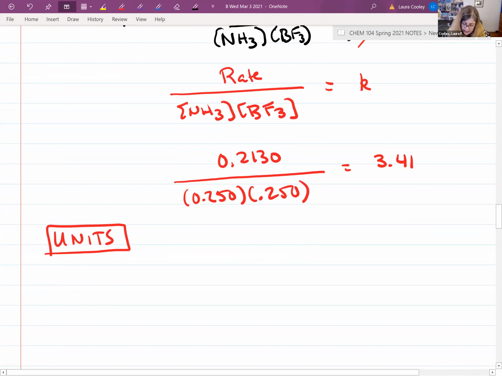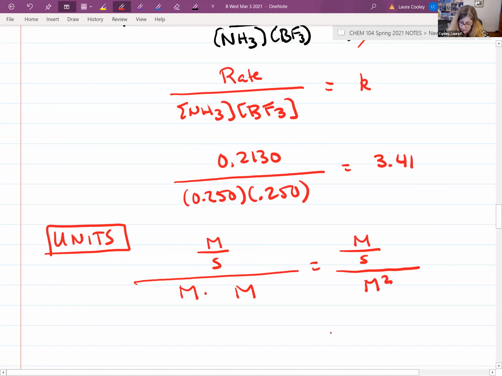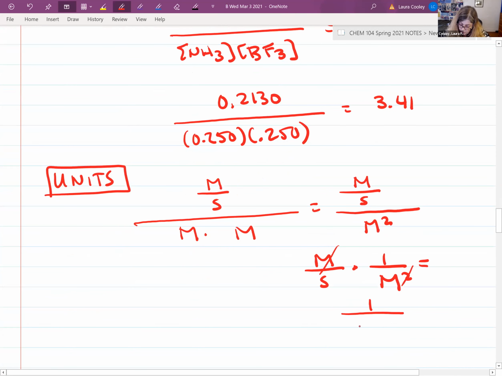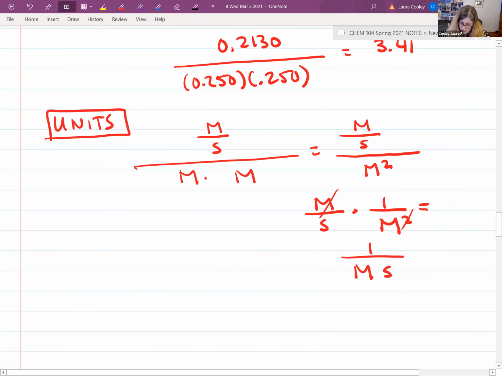Well, the units of the rate on top is molar per second. It always is. And then I've got a molar times molar in the denominator. So I've got molar per second over molar squared. That's molar per second times 1 over molar squared. One of these cancels, and you end up with 1 over molar seconds, which we often write as molar to the -1 seconds to the -1. I often say per molar per second.